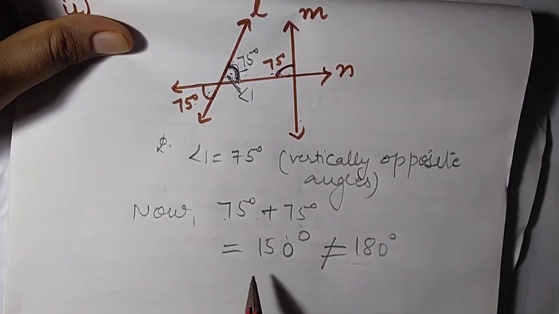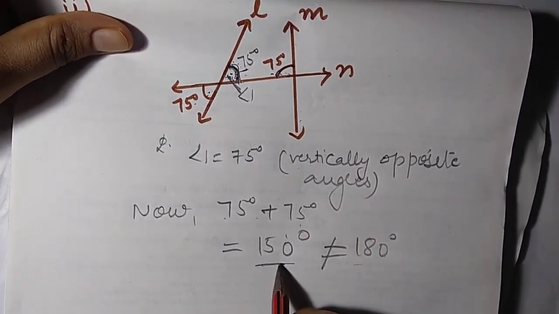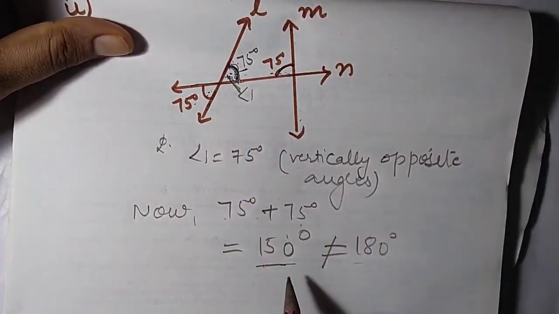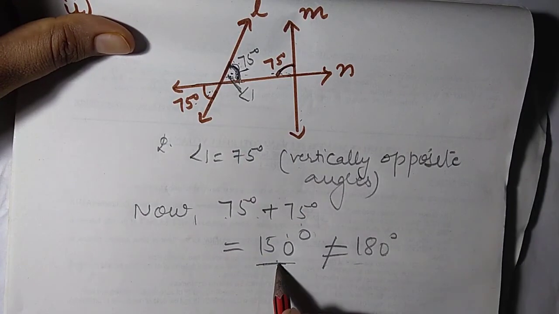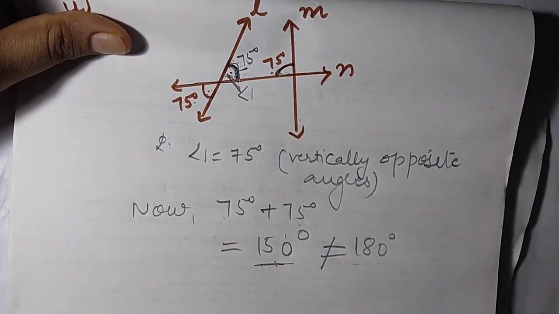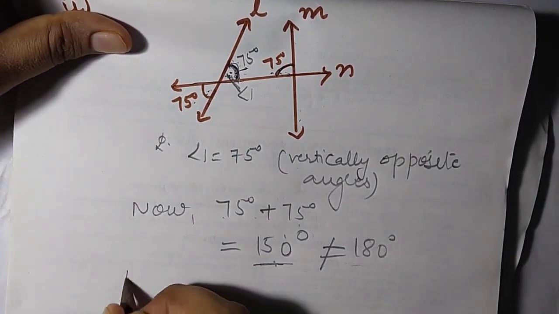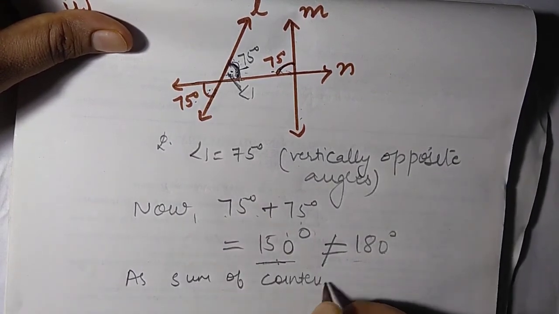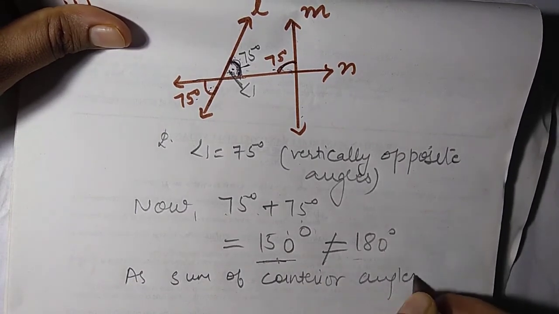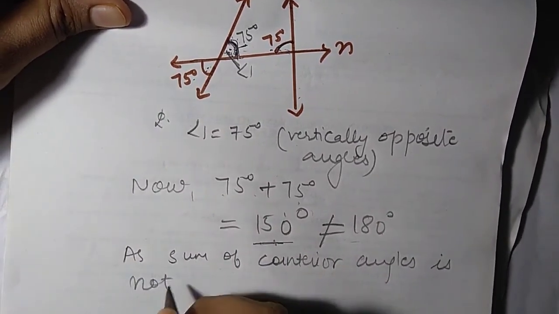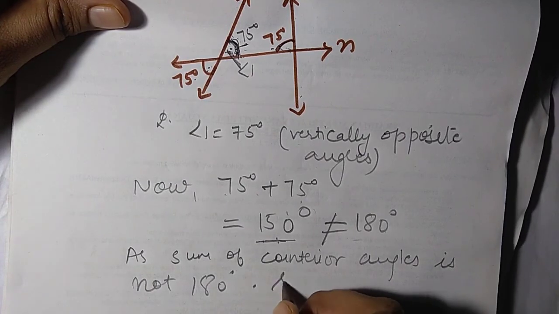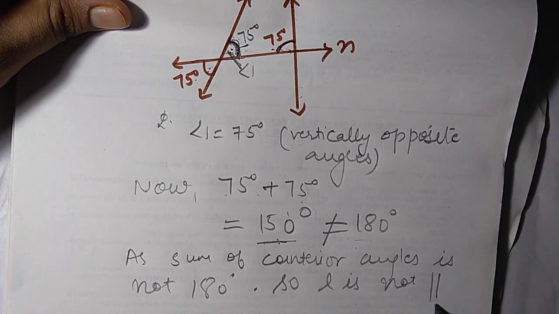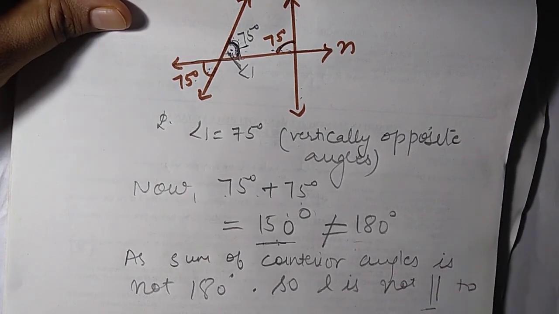If the sum comes out to be 180, then we can say that the sum of co-interior angles is 180. Here in this case, the sum of co-interior angles is 150. So the lines are not parallel. So what will you write at the end? As the sum of co-interior angles is not 180, the lines are not parallel. Okay, so L is not parallel to M. This is the sign of not parallel to M.